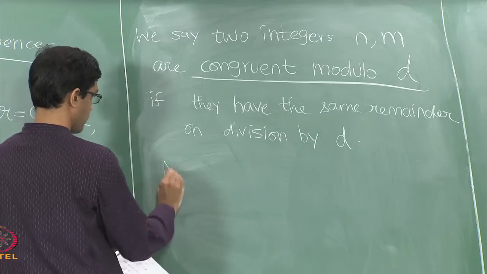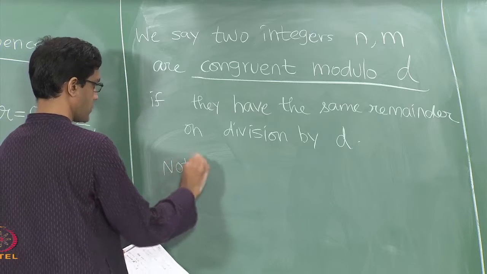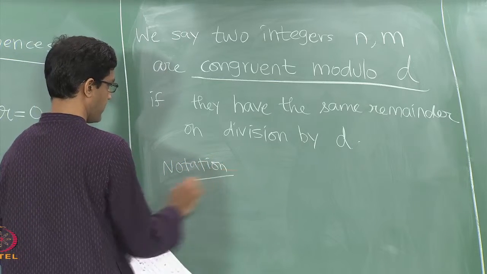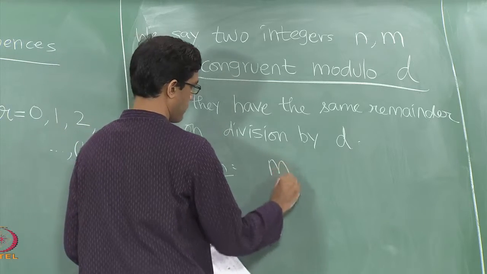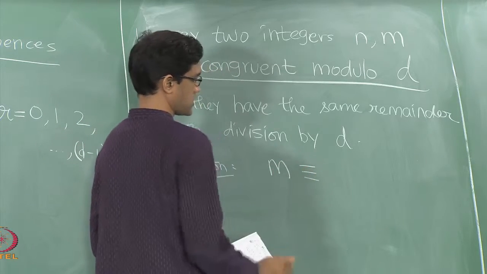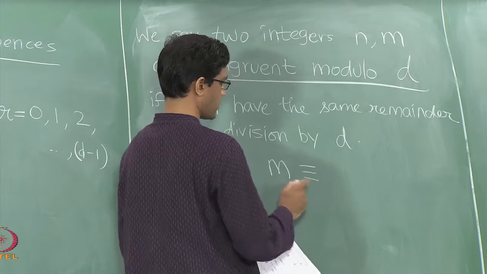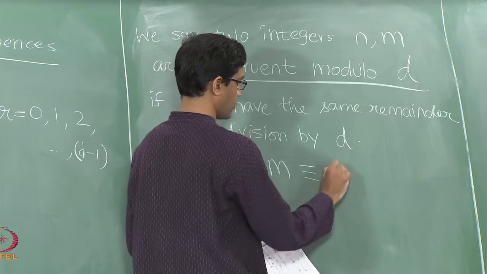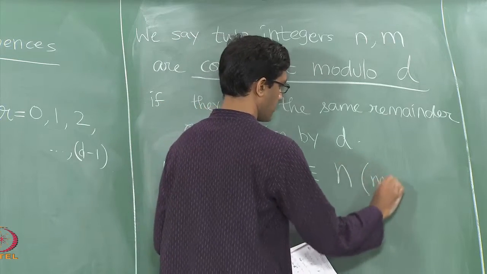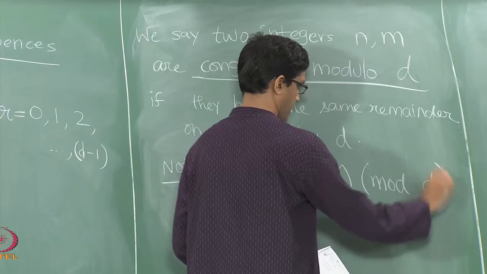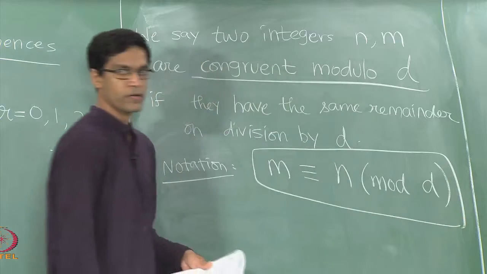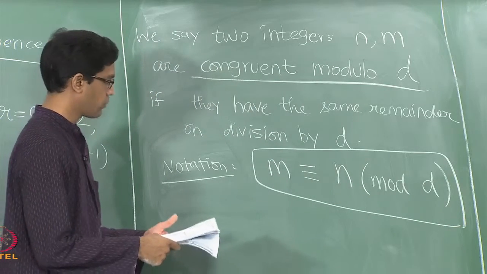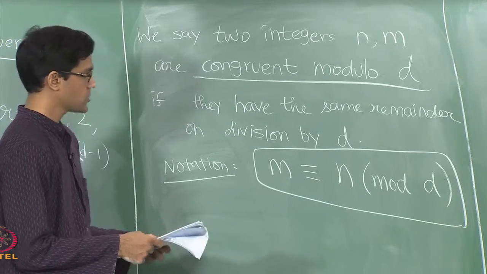Okay, and there is a notation for this which is again very useful. So the notation, if m and n are congruent modulo d, we would write this as m, this three-lined symbol here, n, and we read this as m is congruent to n mod d. So that is how we denote this relation of being congruent. So let us just do examples.